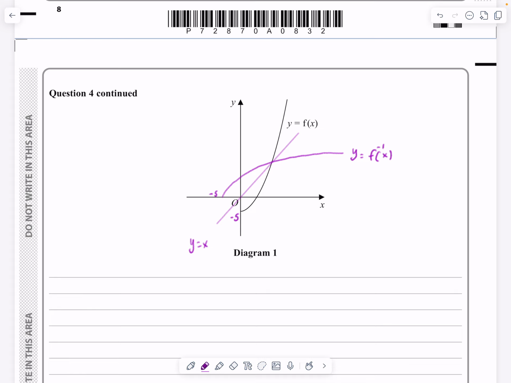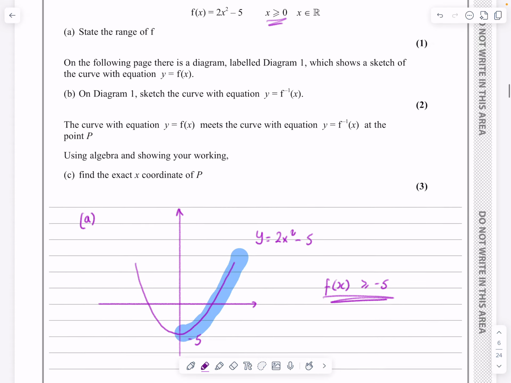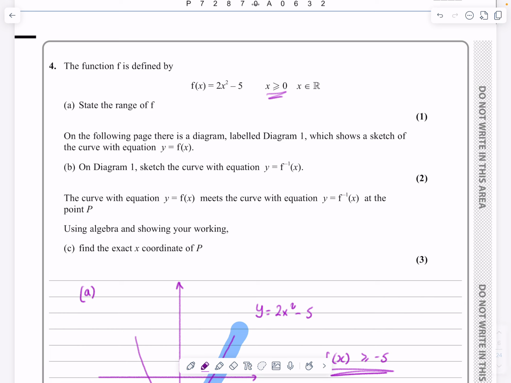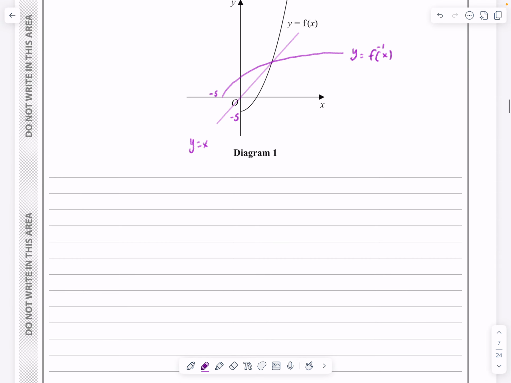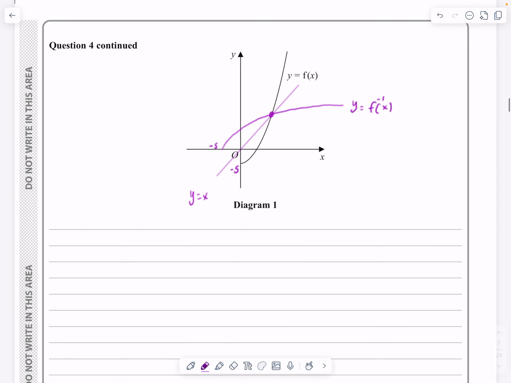And then part C says, the curve y equals f(x) meets the curve y equals f to the minus 1 of x at P. Can we find the exact value of the x coordinate of P? Right, okay, so we're trying to find this point here, or rather we're trying to find the x value for that.